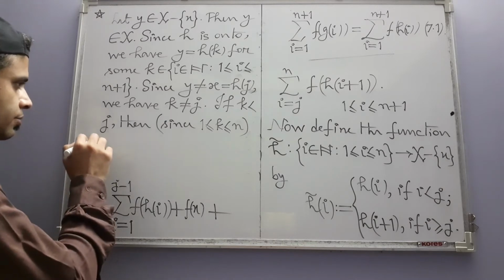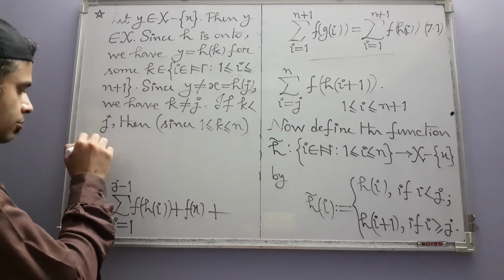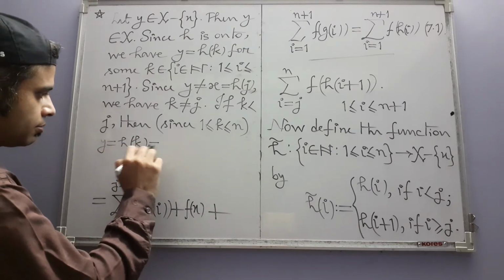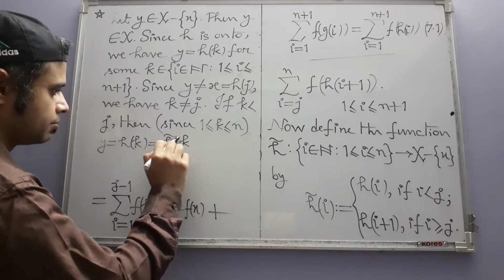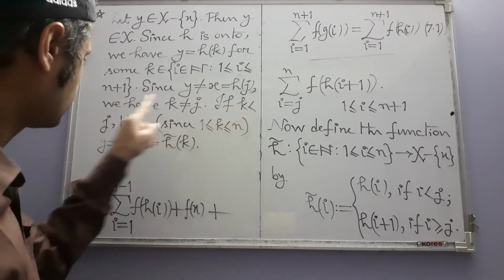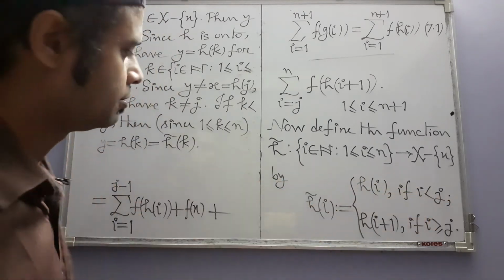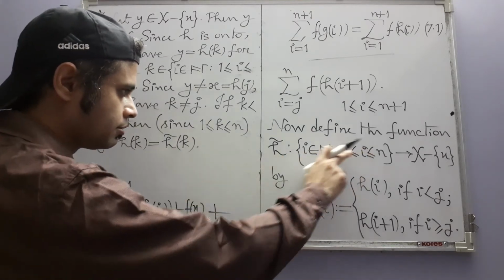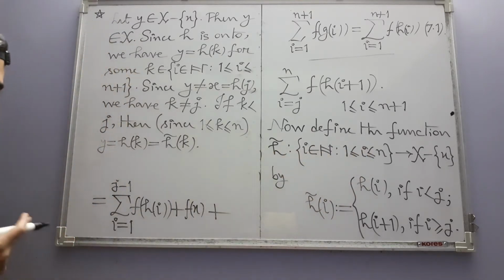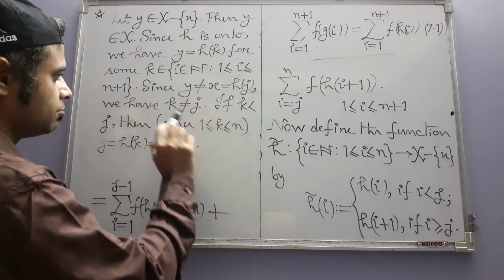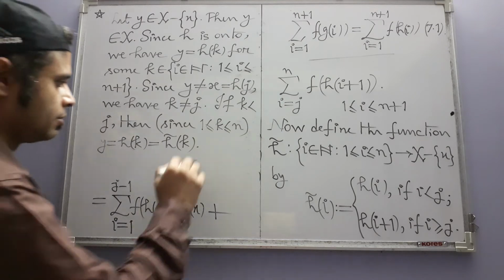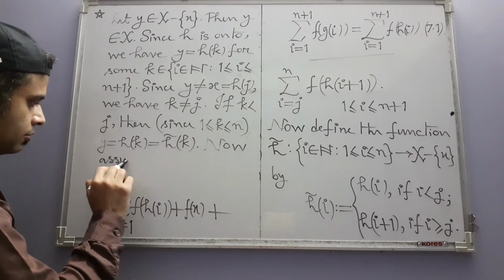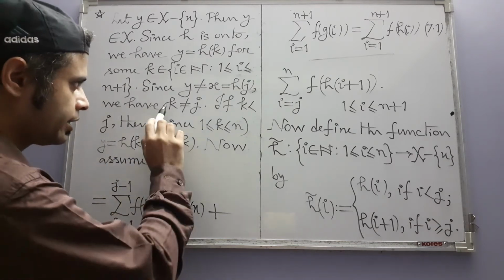And that is why we have y equal to h of k equal to h tilde of k. Note this condition, k less than j. Okay. So we have realized y as the h tilde image of something from here, and that's what we need for ontoness. But that is only when k is less than j. Now what happens if k is greater than j? K cannot be equal to j.